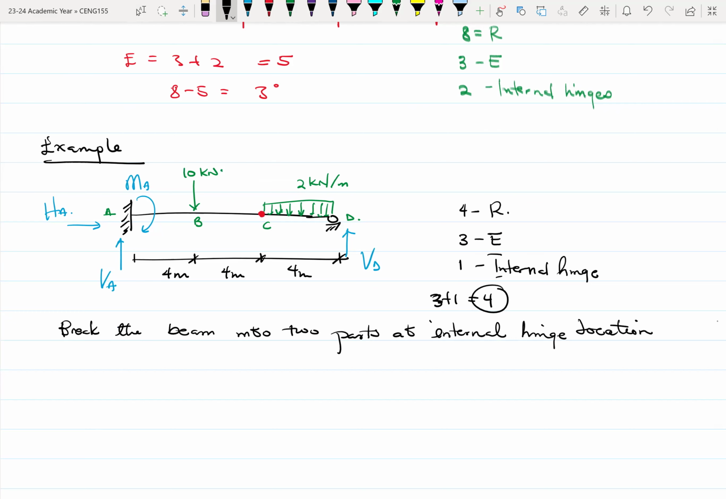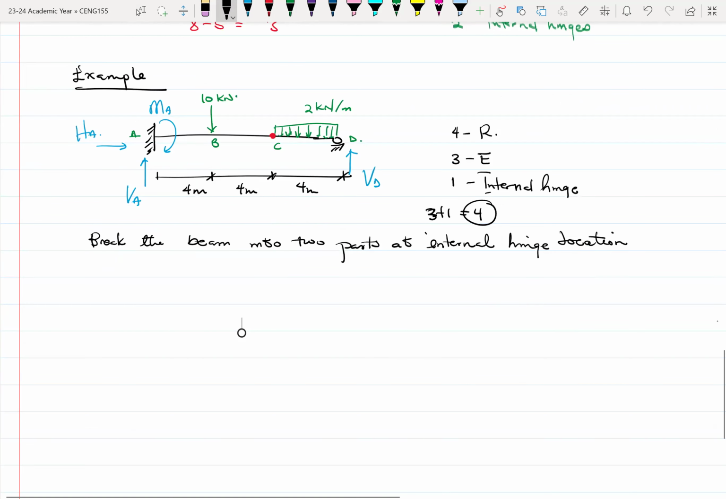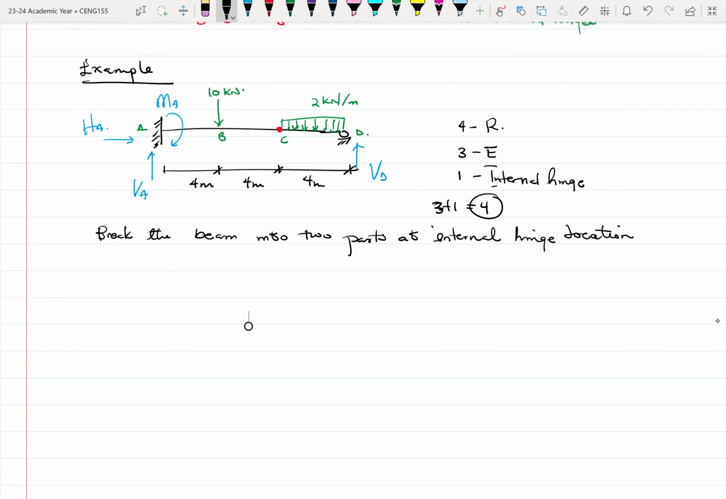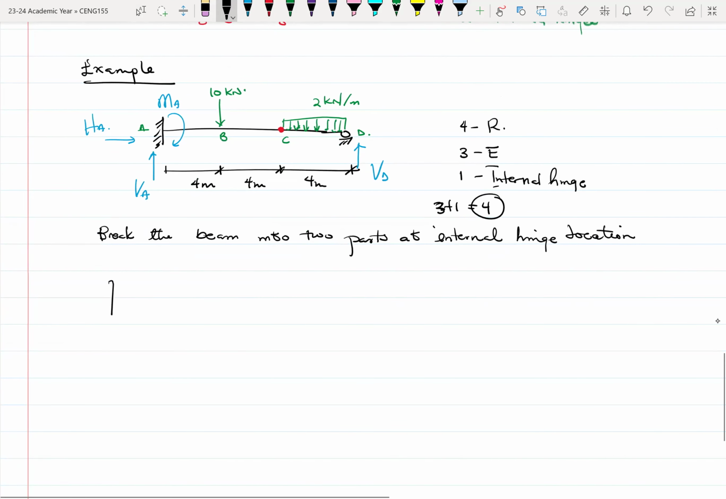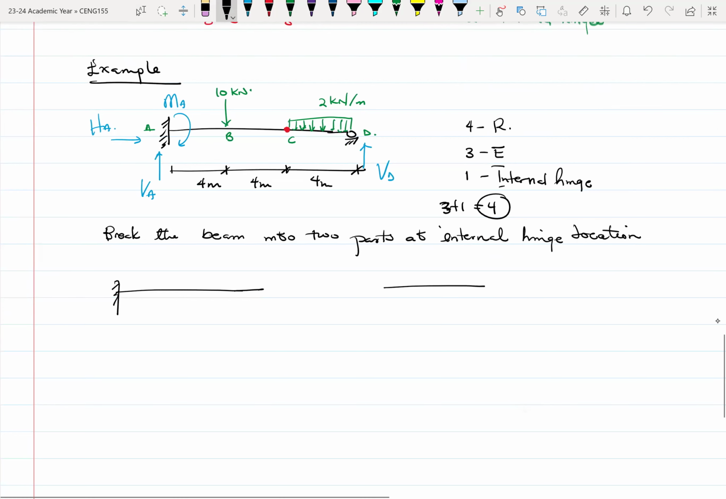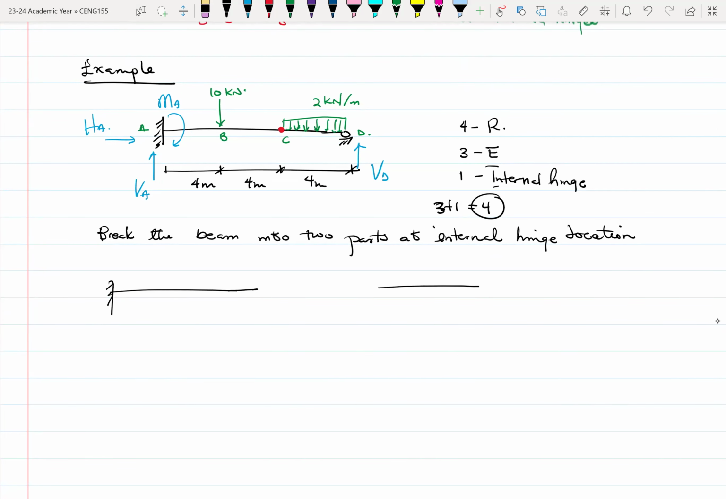So that we'll end up with two parts, two parts of the internal hinge. Let me exaggerate it a little bit so that it helps us. So we have part 1. We have a support here, we have a support over here, and we have a UDL, right?